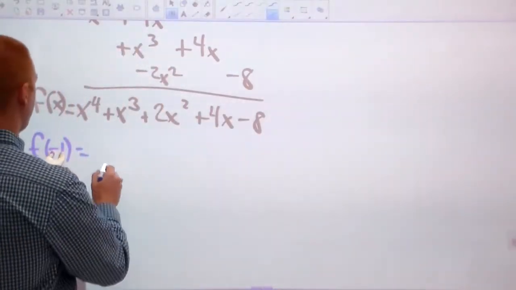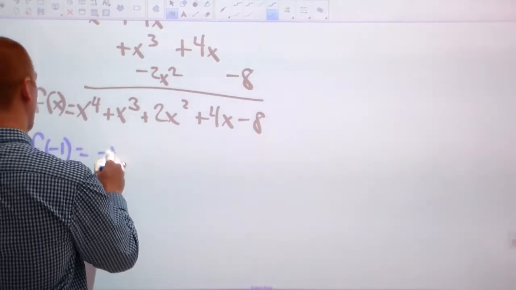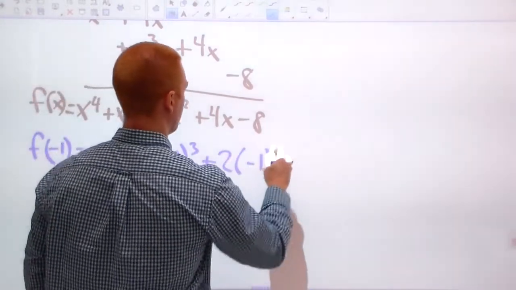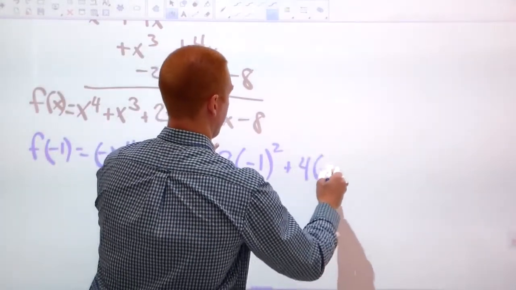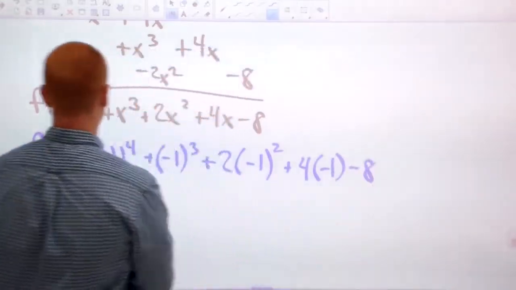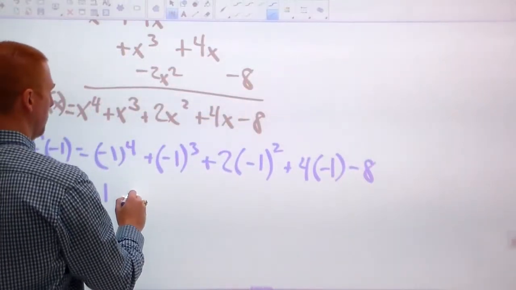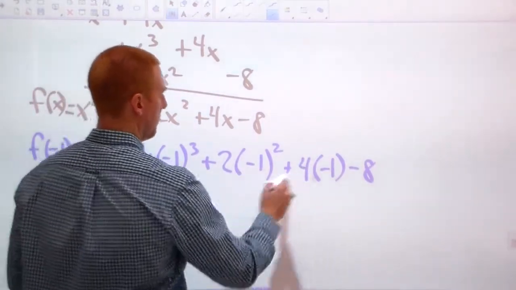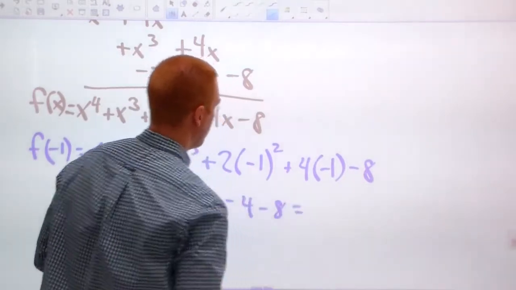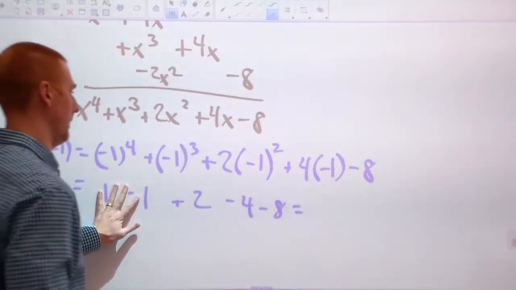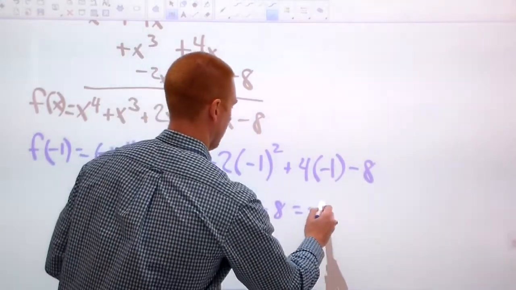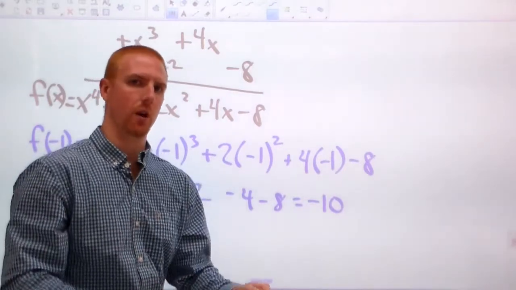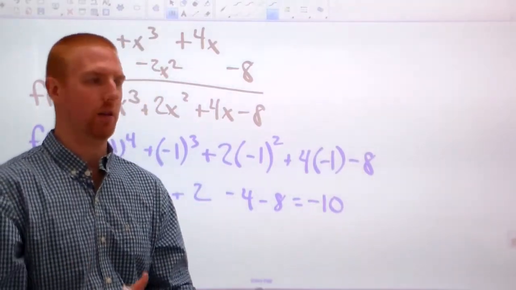So let's plug in -1 and see what happens. -1 to the 4th plus -1 cubed plus 2 times -1 squared plus 4 times -1 minus 8. So that's going to be 1 minus 1. That's going to be a positive 1, so plus 2 minus 4 minus 8. So the 1 minus 1 goes away. That's minus 12 plus 2 is -10. So f of -1 as is right now is -10. So it's almost what you want. You want it to be +10 though.